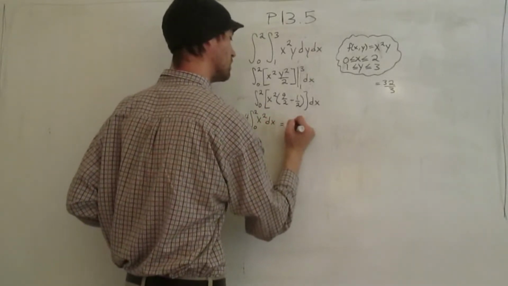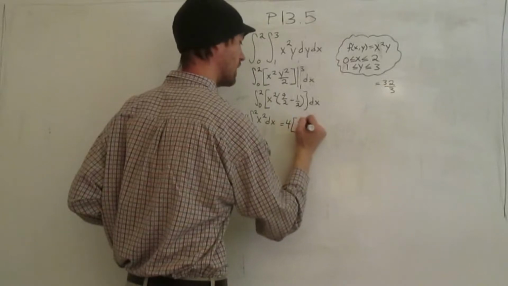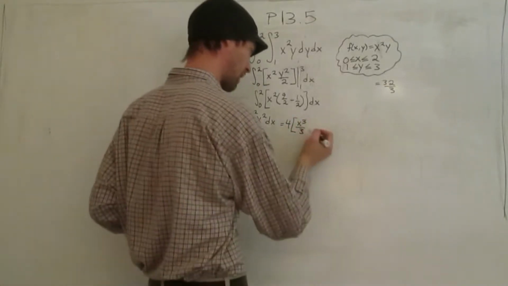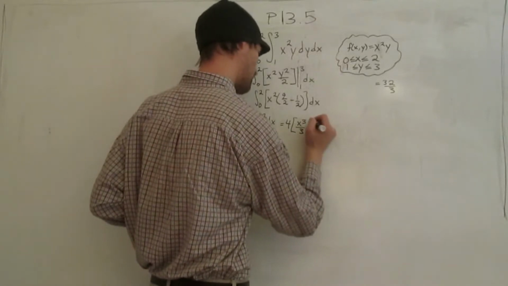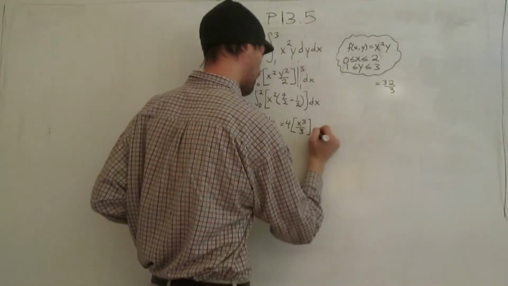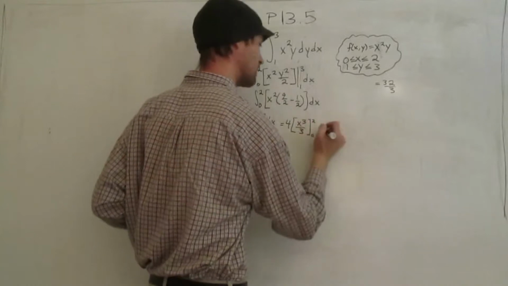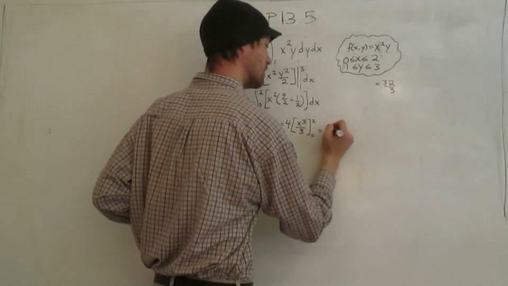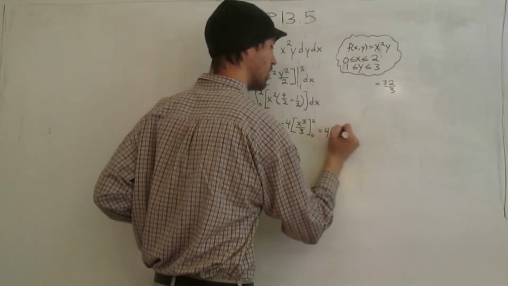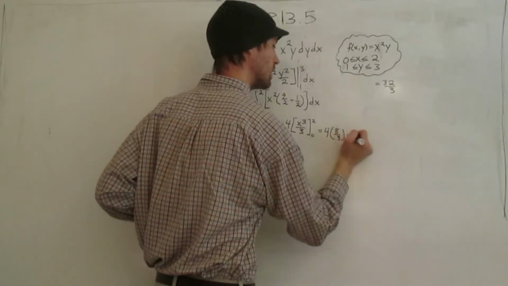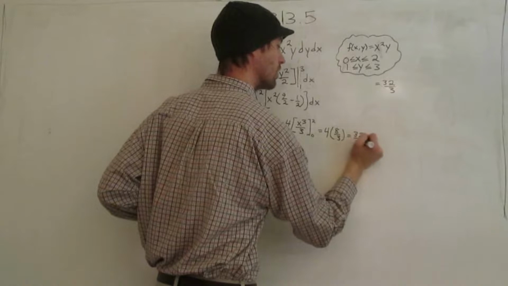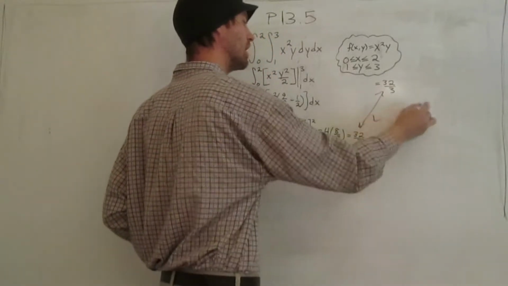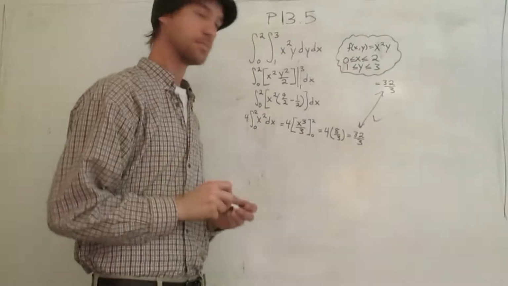This is equal to 4 times, boosting and dividing by our new exponent, x cubed over 3, and we are going to evaluate from 0 to 2. So 2 cubed is 8, 8 over 3. So 4 times 8 over 3 is equal to 32 over 3. And we see that it checks out both ways.